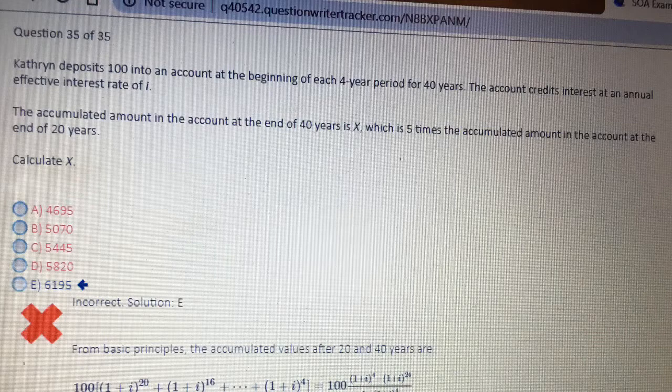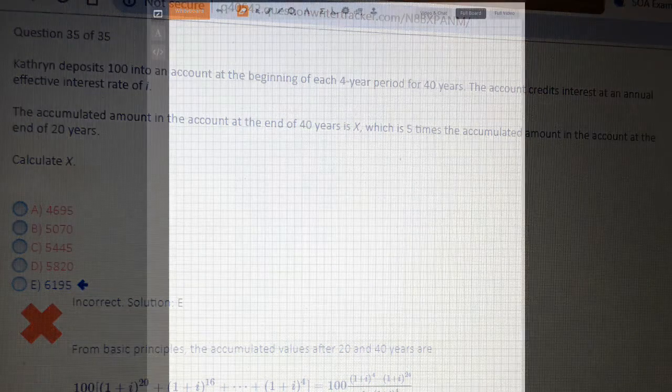In this problem, Catherine deposits $100 into an account at the beginning of each 4-year period for 40 years. The account credits an annual interest rate of I, and the accumulated amount at the end of 40 years is X, which is 5 times the amount that had accumulated at the end of 20 years. They ask us to find X.